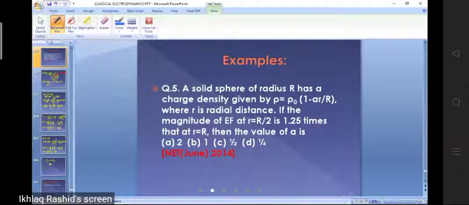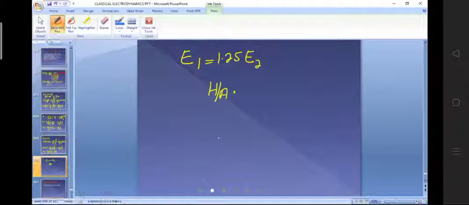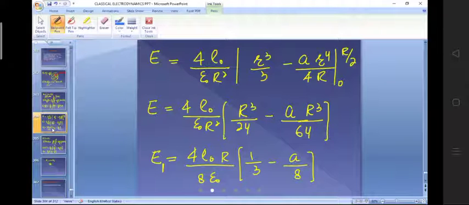ओके, लेट्स गेट स्टार्ट। तो क्वेश्चन नंबर 5 जो है ना बेटा, सो दिस क्वेश्चन इज आस्क्ड इन नेट June 2014. So we have done it partially. Okay, so up to this point we have done it. But then I have kept it for assignment. Have you done this or not? ये एग्जांपल किया आपने बेटा, where suppose calculate the value of A if E1 is equal to 1.25 times E2. Okay, तो ये एग्जांपल हो गई। Should I show it to you or not?